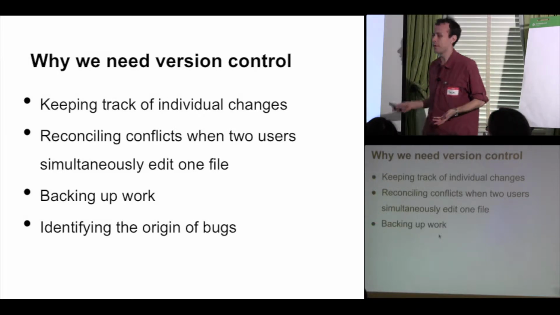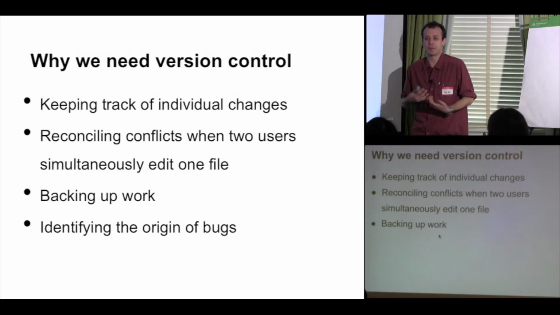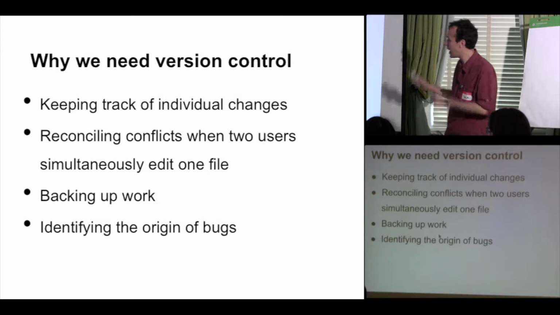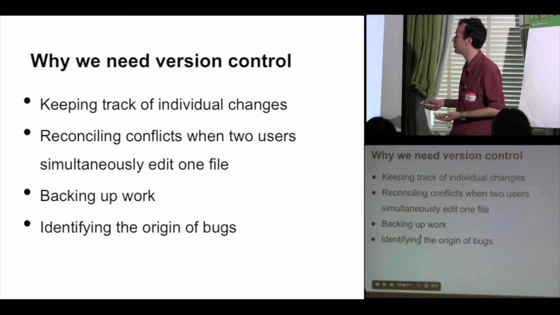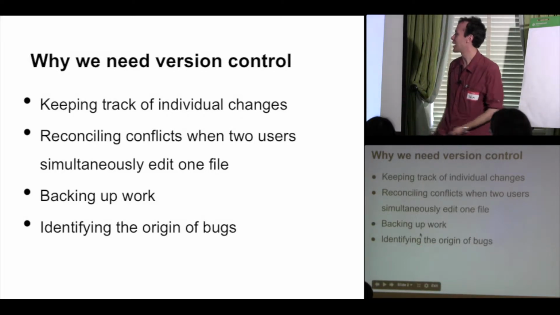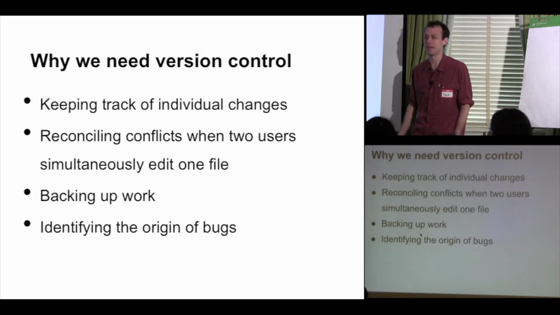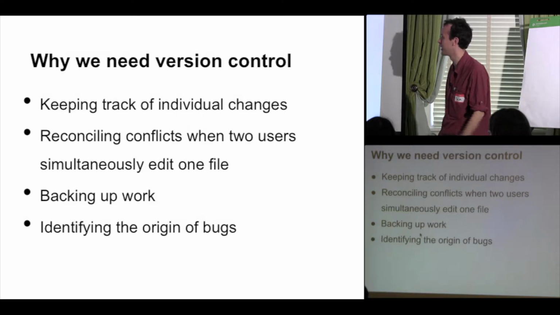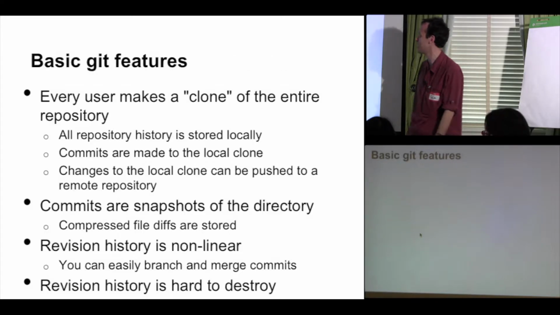The other thing is we're all making changes, and we want to be able to back them up, right? So if your laptop catches fire, you don't have to just quit your PhD. And also, when someone introduces a bug, it would be really nice to be able to figure out when that bug actually got introduced, and who did it and what happened. When you have lots of changes being made, having version control makes that easier.